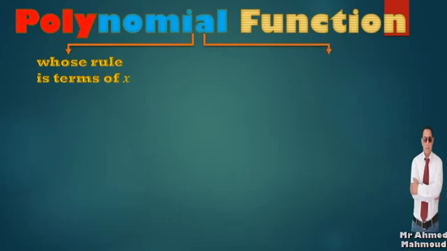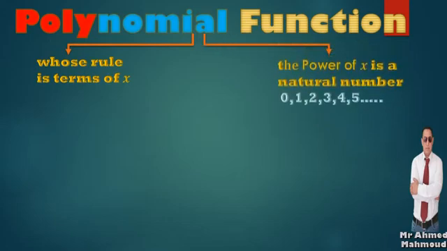The second condition: the powers of x are natural numbers. Again, the power of x is a natural number. The natural numbers, as we studied before, are 0, 1, 2, 3, 4, 5 and so on. Then the powers of x must be 0, 1, 2 and so on. If the power is a fraction, then it is not a polynomial. If the power is negative, then it is not a polynomial.